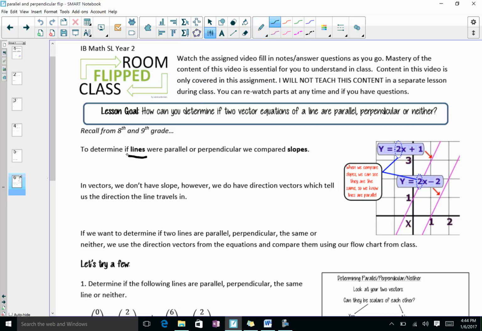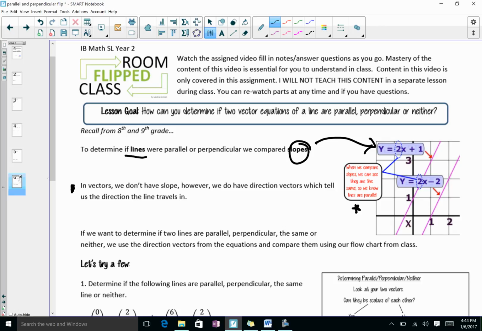If we wanted to determine if lines were parallel or perpendicular, we always had to compare the slopes. Look at this example right here. We have y equals 2x plus 1 graphed and y equals 2x minus 2 graphed. You could see both cases were circling the slope, and we were able to determine in the past that these two lines were parallel based on their slopes. So because their slopes were the same, we knew that the lines were parallel.